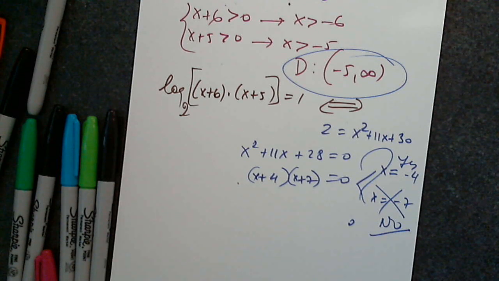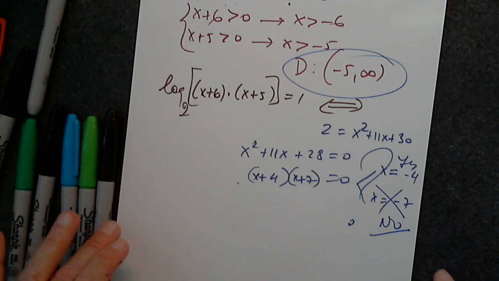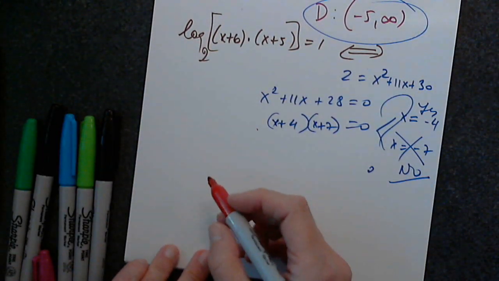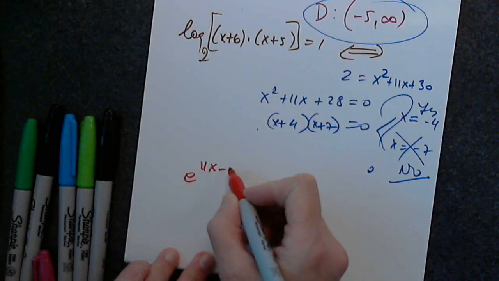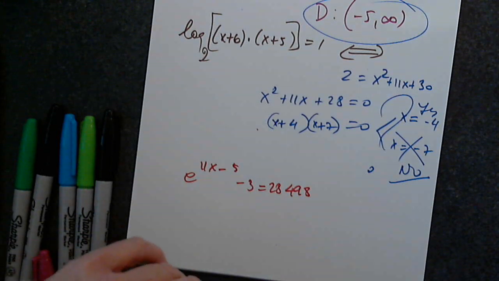Unless you have questions, please. Any questions here? Any questions? Okay, then we have e to 11x minus 5 minus 3 equals 20,498.